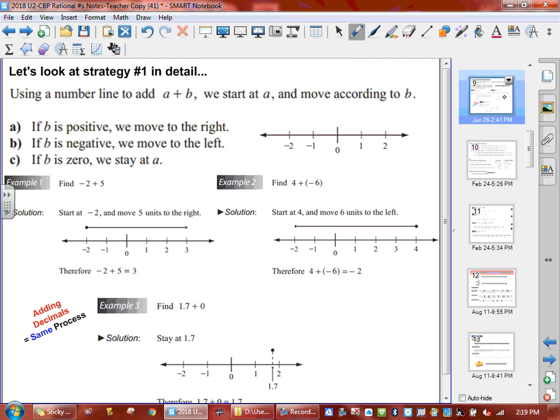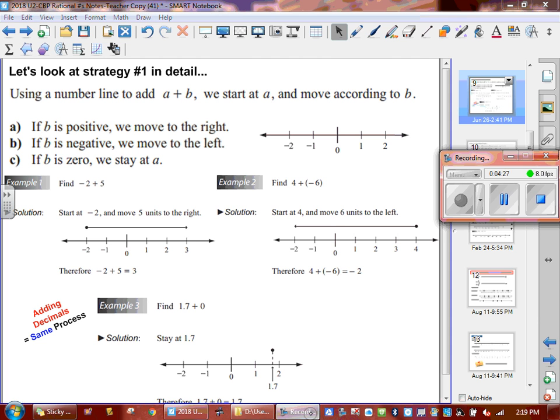So let's do an example. Example 1 says negative 2 plus positive 5. So what they're showing us, when we're talking about these numbers on the number line, is this.